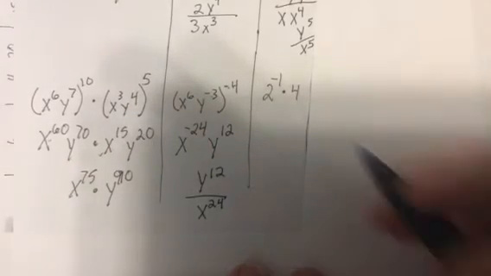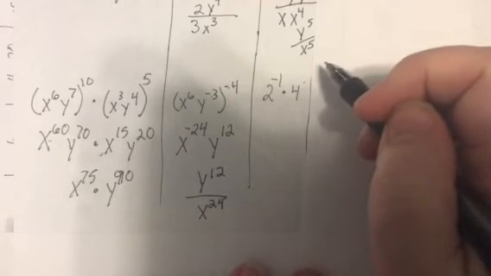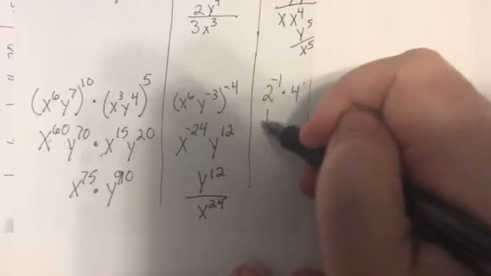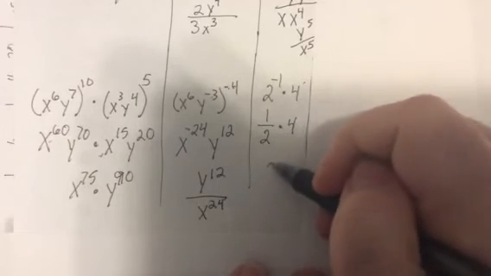Okay, this one. So the negative is on the 2. There is no power on the 4, or it's 1. So I'm going to flip the 2, so I have 1/2 times 4. And half of 4 is 2.